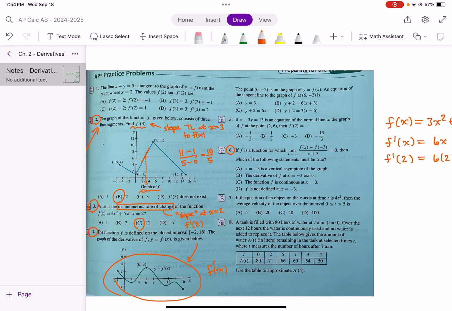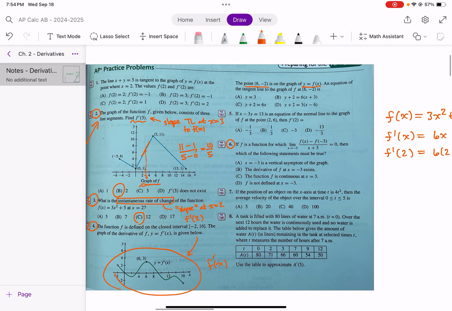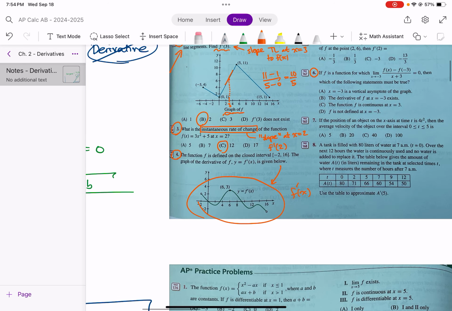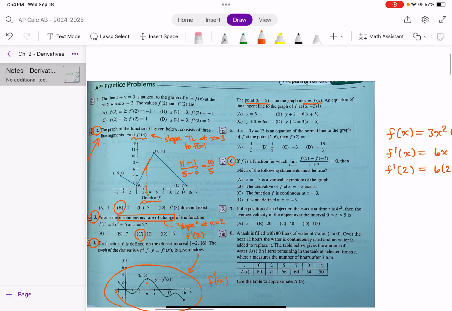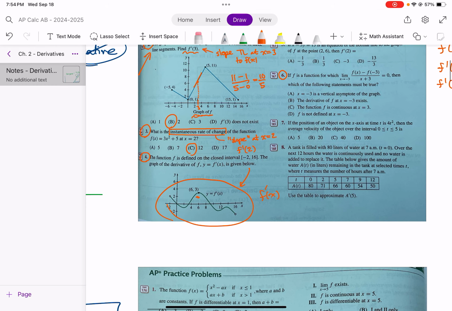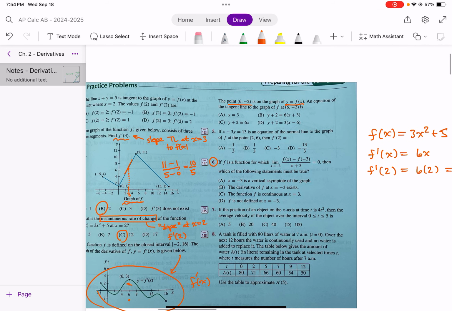It says the point (6, -2) is on the graph of f of x, right? So if you go here, that point is not on this graph, and that is totally okay. (6, -2), oh sorry, it actually shouldn't be here. It should be down here somewhere, right? That's totally okay. The derivative and the function don't have to overlap in any way. They don't have to have the same points, right? This is a point on the graph of f of x.